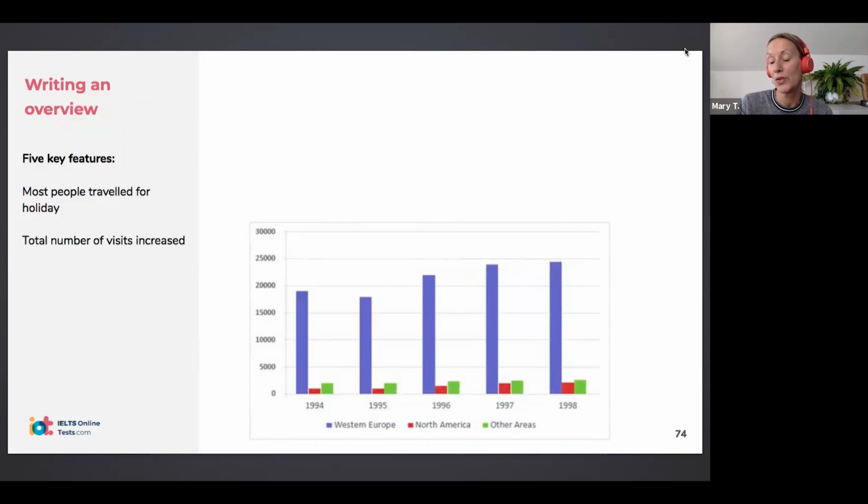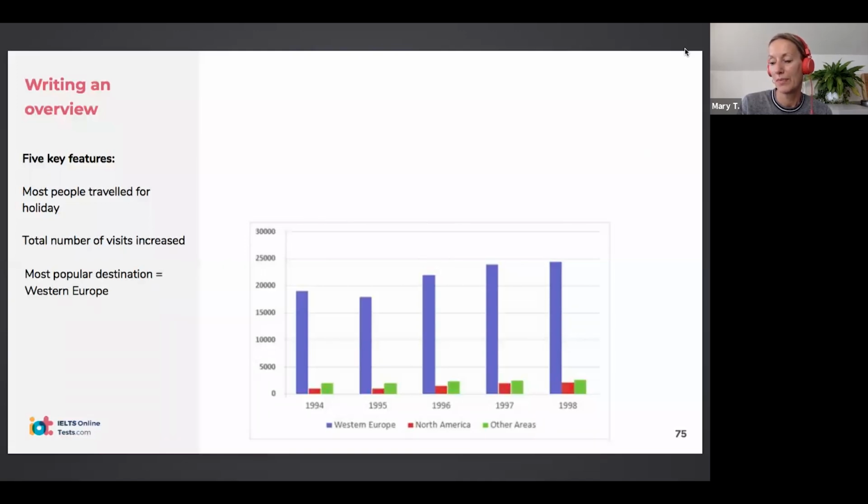Okay, so we've just got 2 key features for the table, and now moving on to the bar chart. So I want to try and find 3 key features here. So what do you notice about the bar chart? There's a big gap. Yeah, Western Europe is the most visited. I think that's probably the main thing. Yeah. So most popular destination is Western Europe. Okay, anything else?